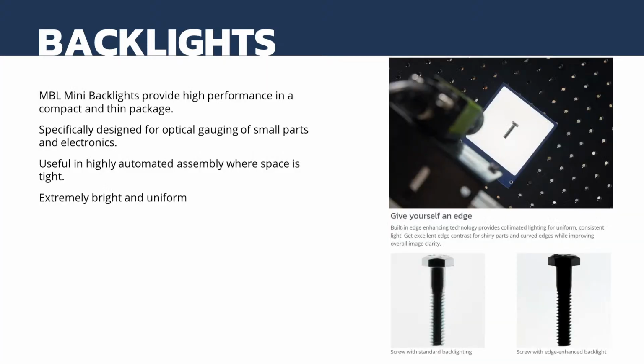So the mini backlights provide a high performance and compact thin package. They're specifically designed for optical gauging of small parts and electronics, useful in highly automated assembly where space is tight. Again, these are very, very thin, and have very small borders. So unlike the bigger backlights, you're going to use these where there's electronic assembly. Again, to pick on the phones, your iPhone was never touched by human hands before you took it out of the box, and they're doing all this assembly by automation.